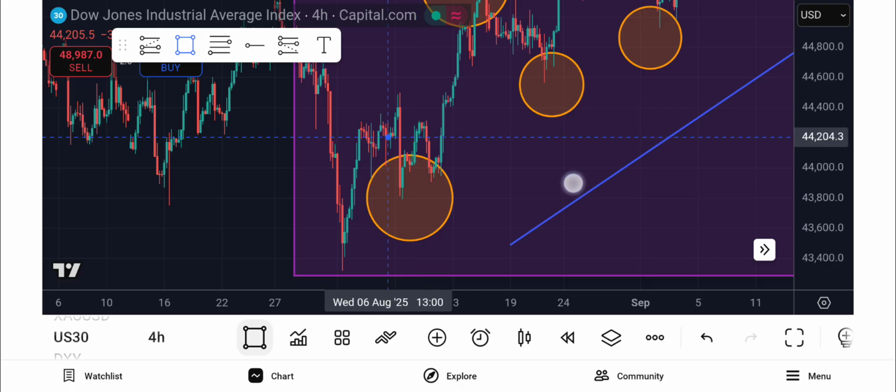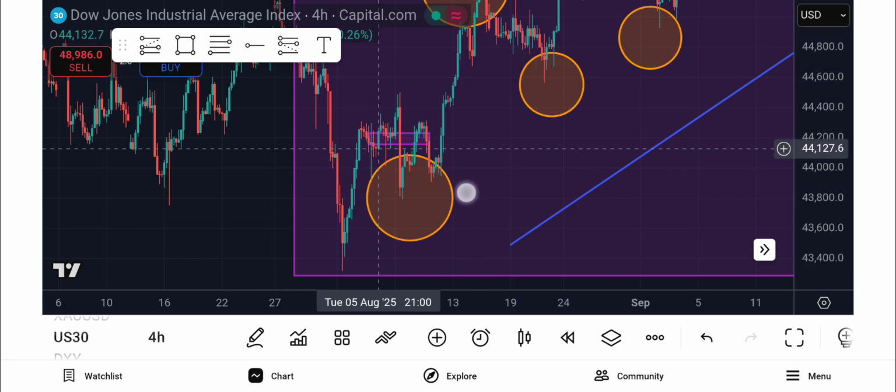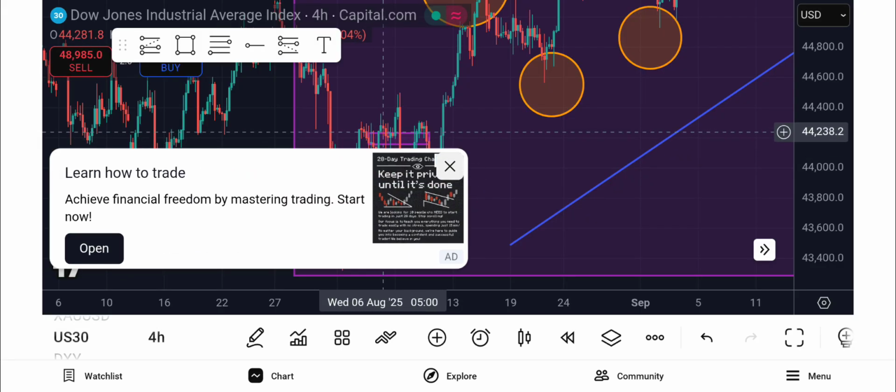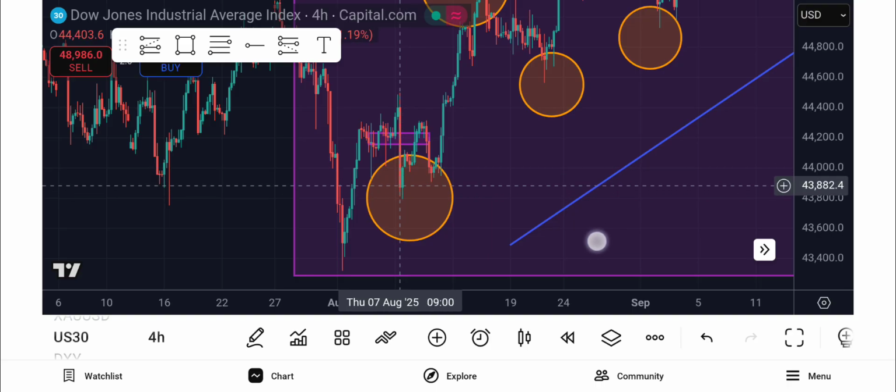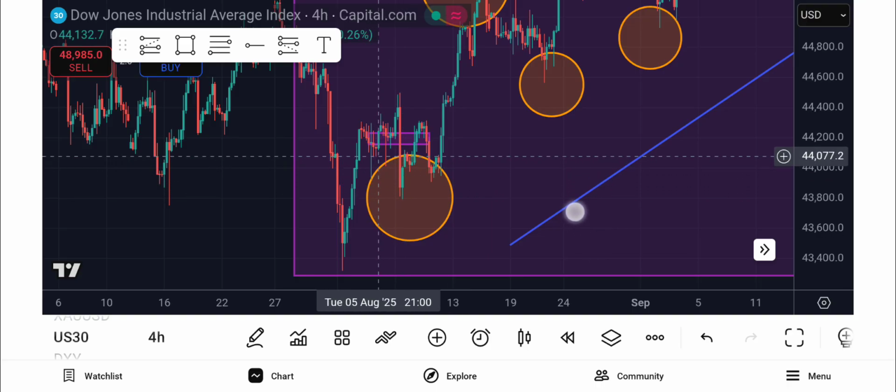if you know fair value gaps, it's 3 candles, 1, 2, 3, and it's the gap between the first and the third candle. As you can see, this one was invalidated and it just tanked, right? At 9 a.m. we can't really use this at all. So we wait.